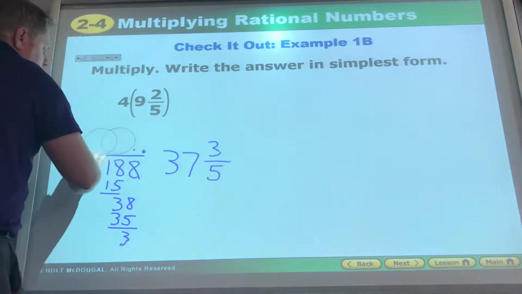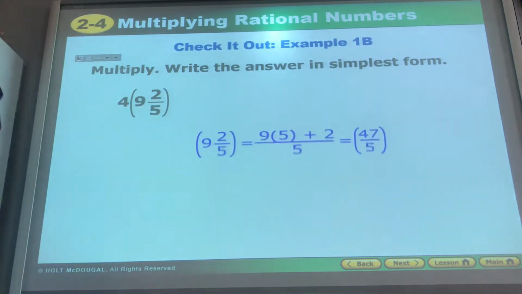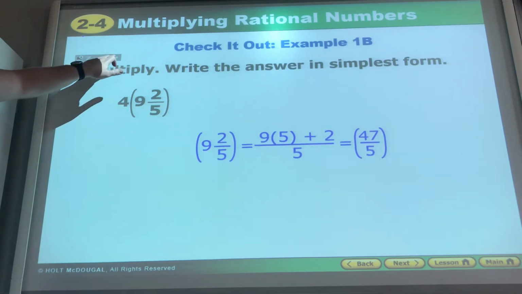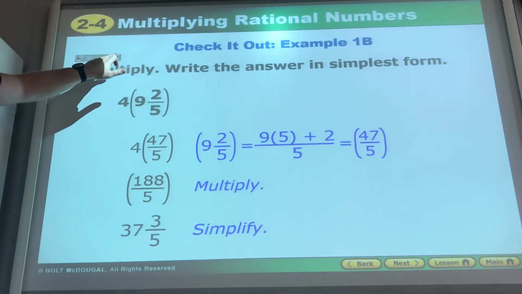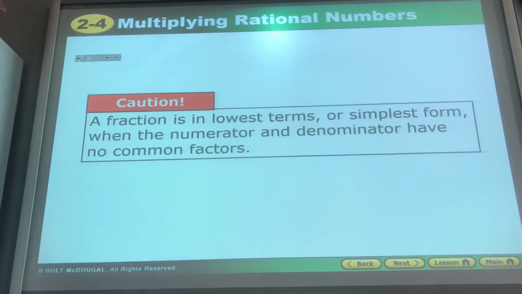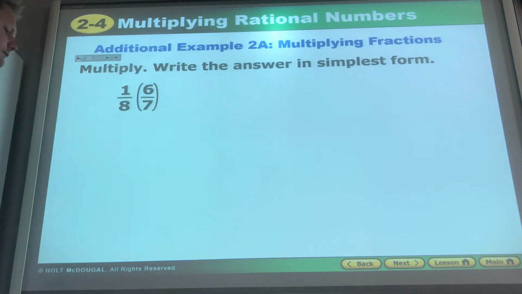All right, they talk about doing that multiplication, then they get 188 over 5, and then they get 37 3/5. A fraction is in its lowest terms or simplest form when the numerator and denominator have no common factors. So they're asking you to reduce it to its lowest terms. They're going to do some with those now.